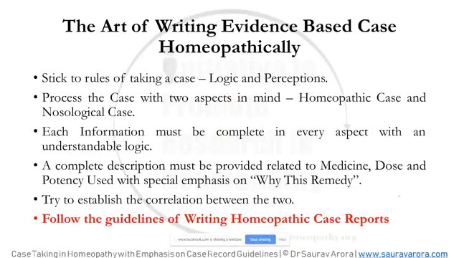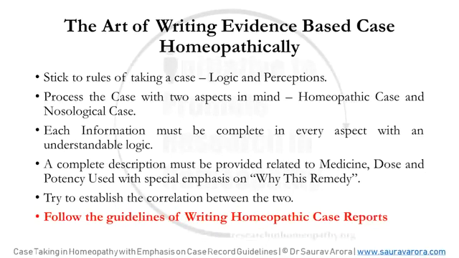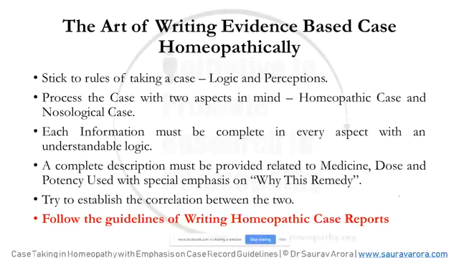And in the end, stick to the rules of case taking with logic and perception. Process the case with two aspects in mind, the homeopathic case and the nosological case. Each piece of information must be complete in every aspect with an understandable logic. A complete description must be provided related to medicine, dose, and potency used, with special emphasis on why this remedy. And try to establish the correlation between the two aspects of case taking. And yes, follow the guidelines of writing homeopathic case reports. This is in a nutshell my perception about writing a case and following the guidelines.